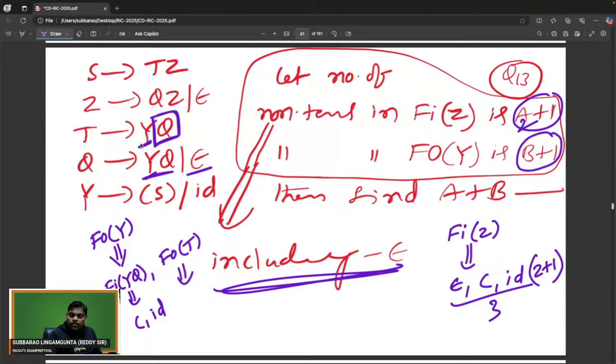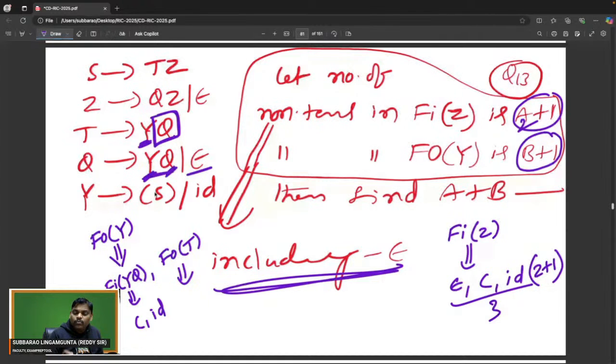Follow of Y is this one we've done. I think we got open bracket ID. Because of epsilon, I got the follow of T also. That is okay. So I think this is the place we're done. Now let's see this also. Follow of Y is equal to first of Q. Same story. There is no further.